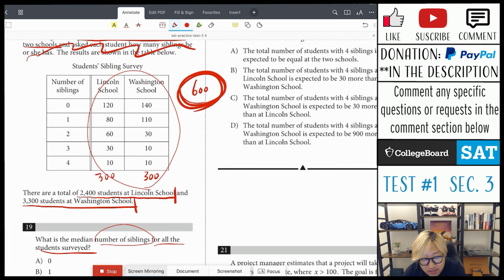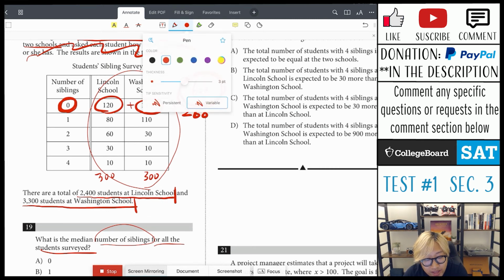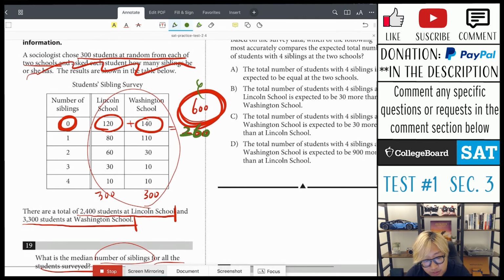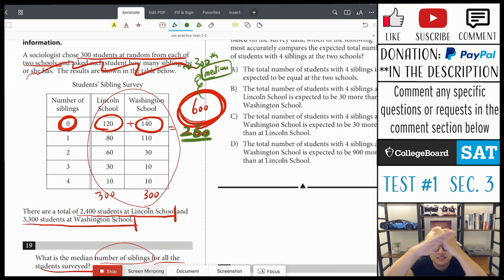Let's go. 0 siblings, no siblings, only children. Well, how many of them? Total of 120 and 140, so a total of 260. Are we at the median yet? No, because once again, out of the 600 people, it's probably about the 300th guy that is my median, the very middle. So we're at 260. We're still not there yet.